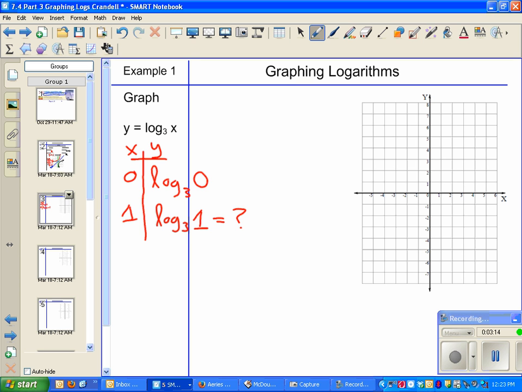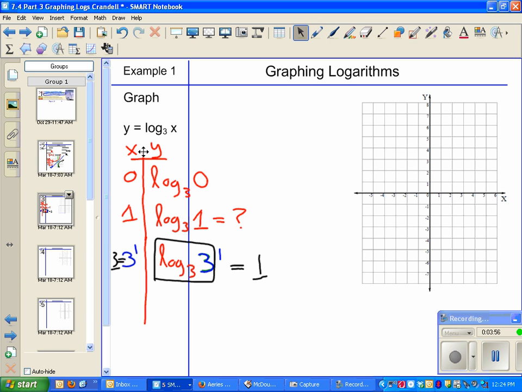Let's see, let's try something else. What would be a good one to use? Let's try 3, and specifically 3 to the first. So if I have log base 3, and then my x value is 3 to the first, okay, now I have the inverse. So log base 3 of 3 is the inverse, so this just equals 1. So I have my first good point. 3 to the first equals 3, so I have 3 comma 1.